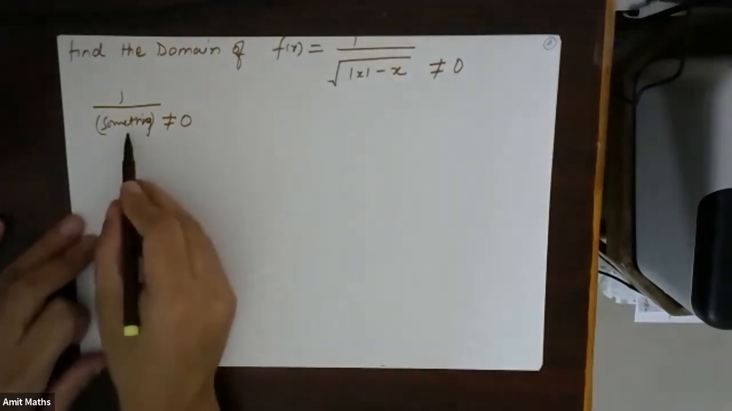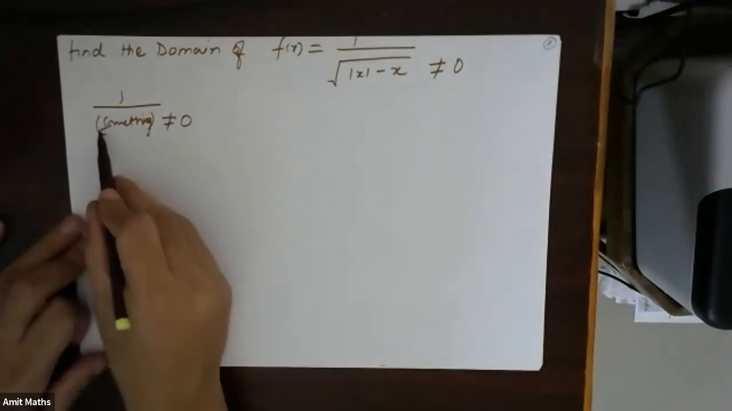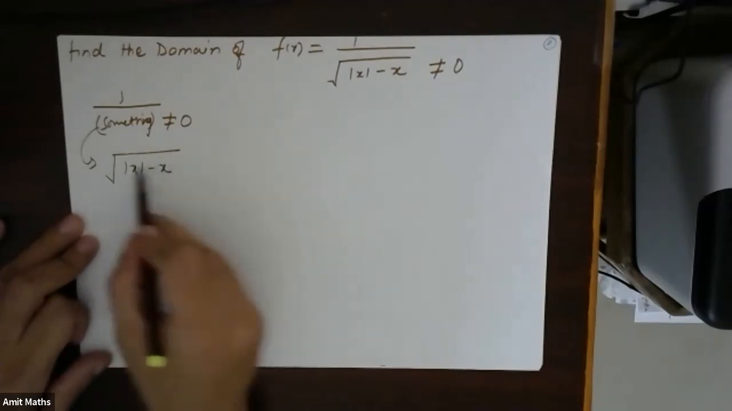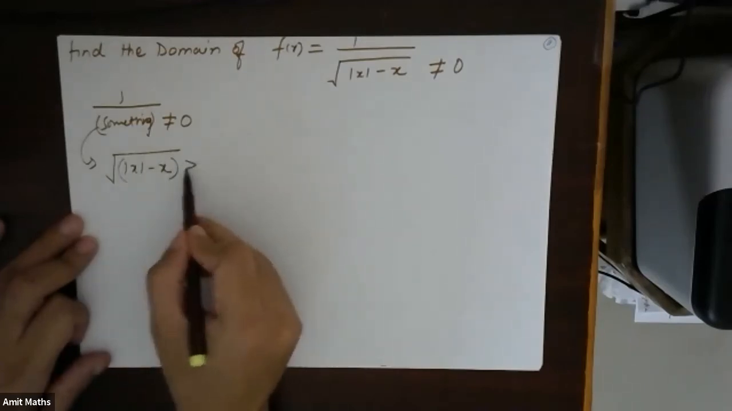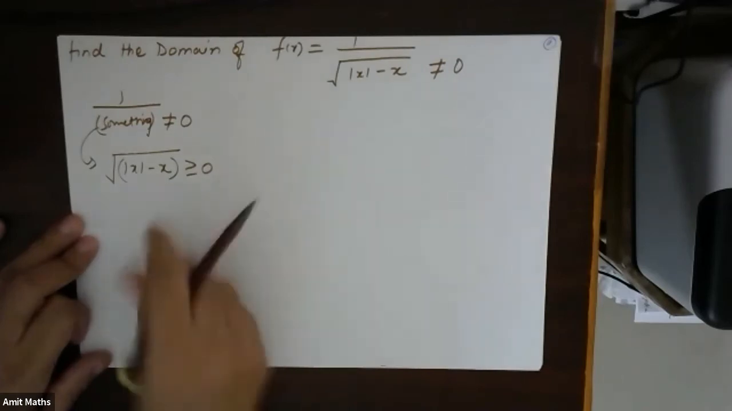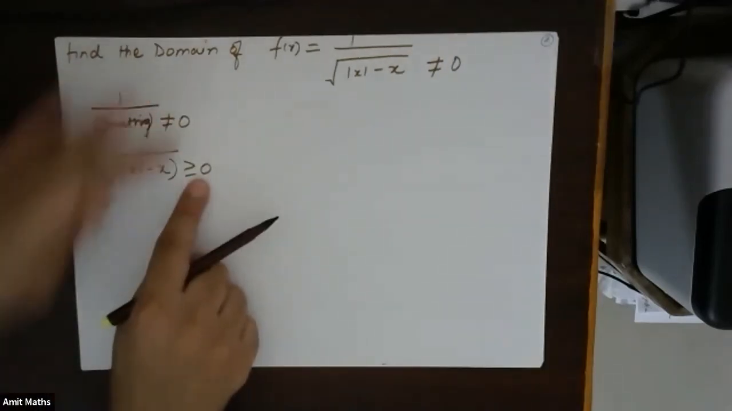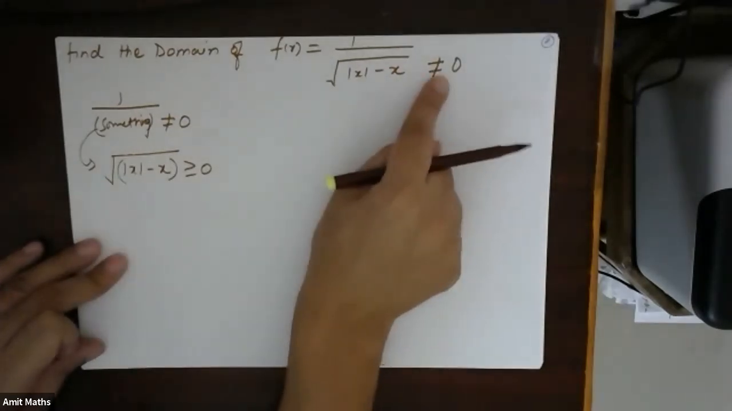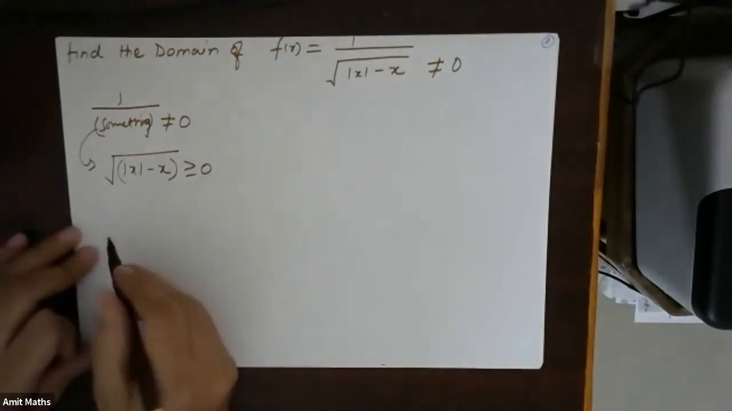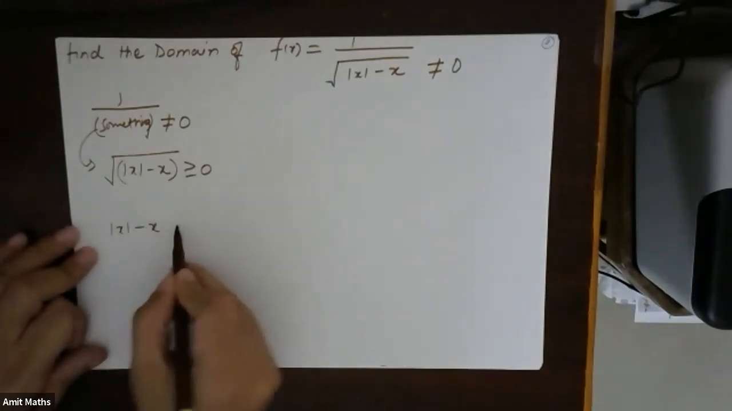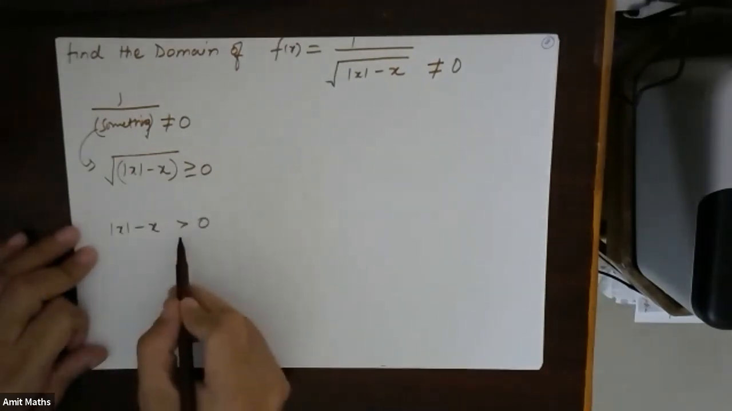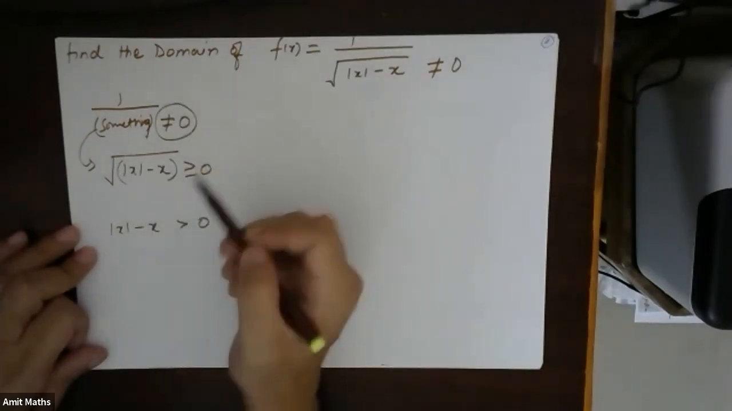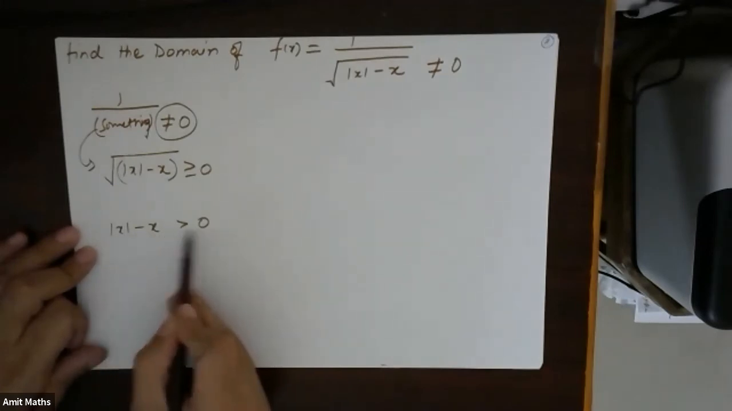Also, this something has an under root in it. So this something itself is under root of mod of x minus x. So this mod of x minus x should be greater than or equal to 0 because this is an under root, and because this whole thing is in the denominator, this cannot be equal to 0. That means mod of x minus x should be greater than 0, not even equal to. This equal to sign we will remove because this should not be equal to 0.